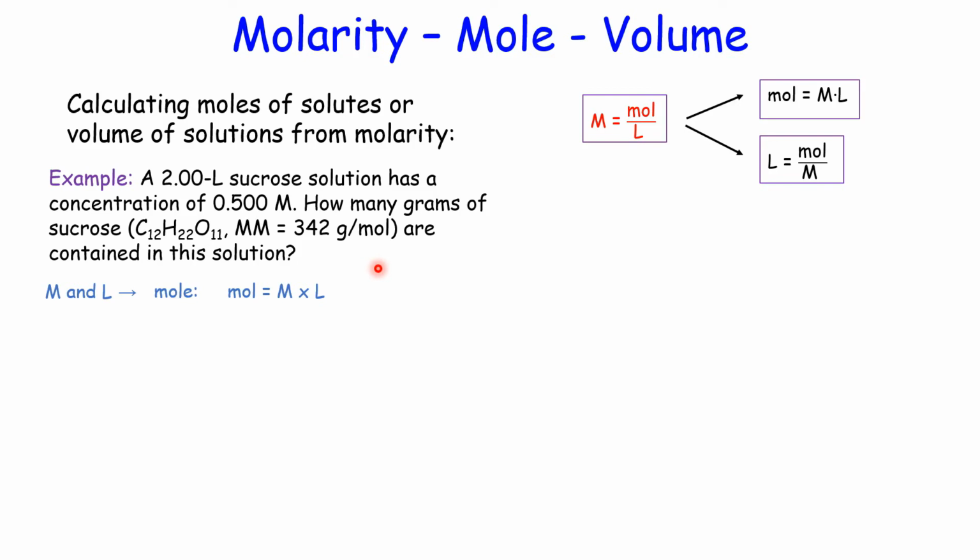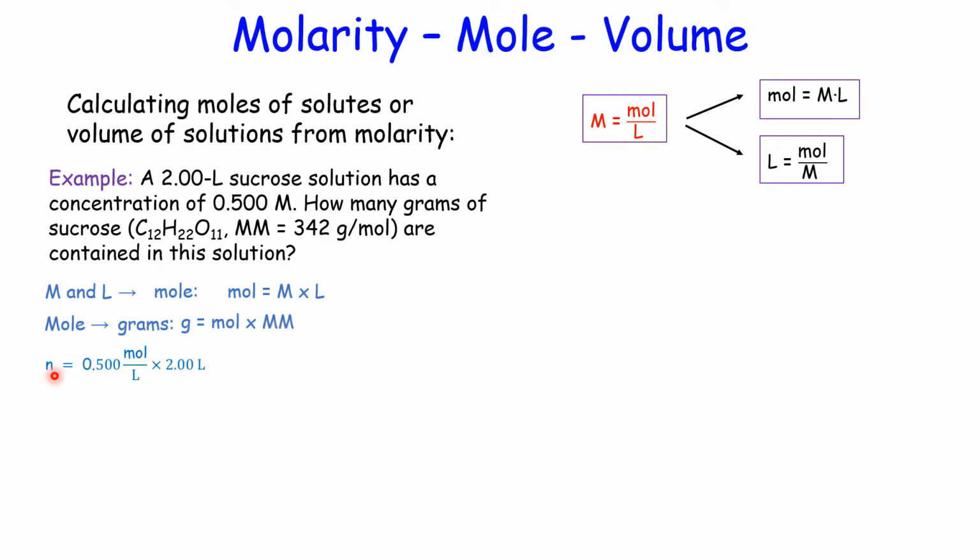Okay, we know molarity, we know liters, then the number of moles can be calculated by simply multiplying M by L, which means molarity times the liters. So we can find out the moles. That's the first step. The second step, we can convert from moles to grams using molar mass. So those are the plans.